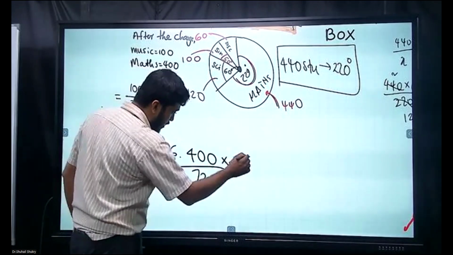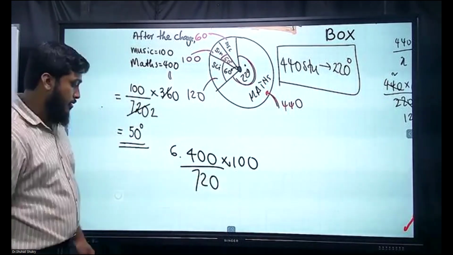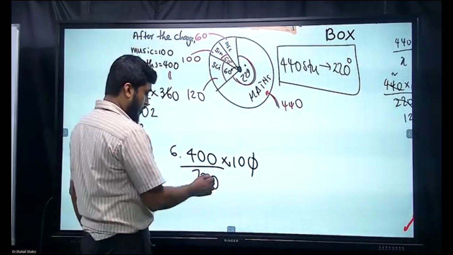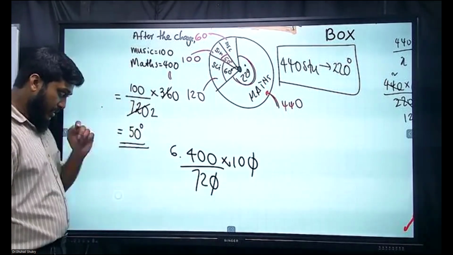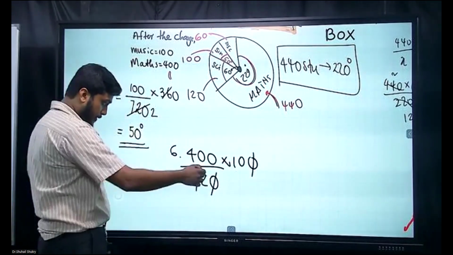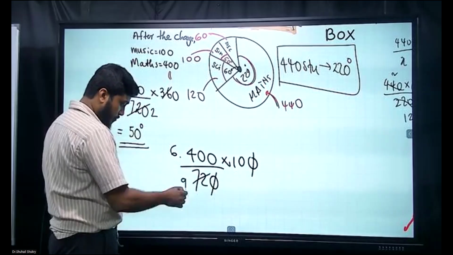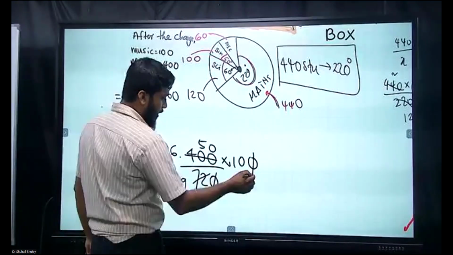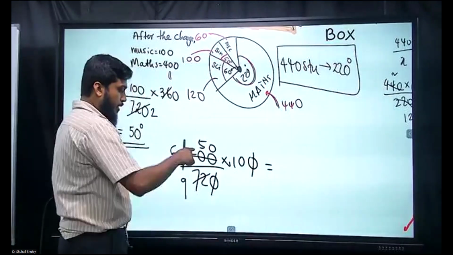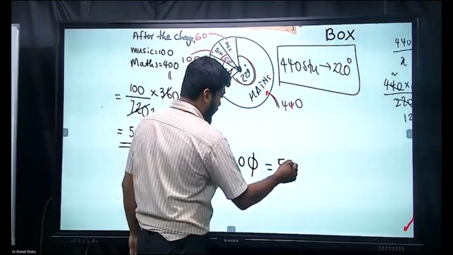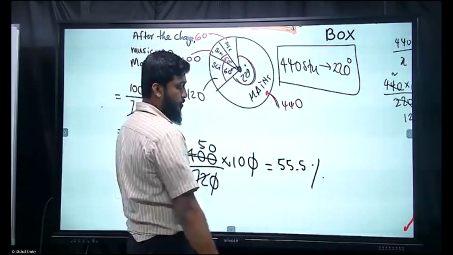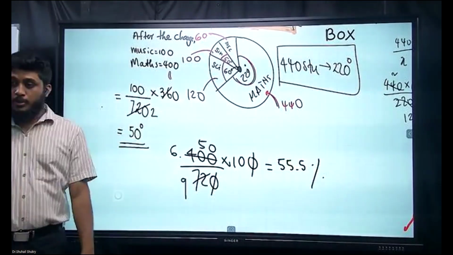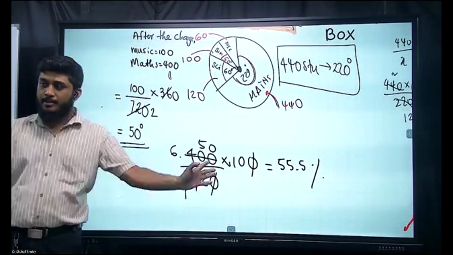If you want to convert to a percentage, multiply by 100. Okay, so this 0 and this 0 you can cut. 4000 divided by 72, you can cut this also by 8. Then you get 9 here. If you cut this by 8, 500 divided by 9. 100 divided by 9 means here you get 55.5%.